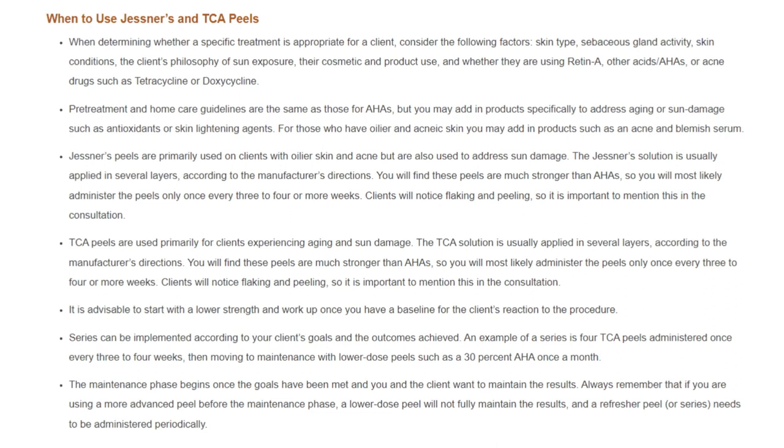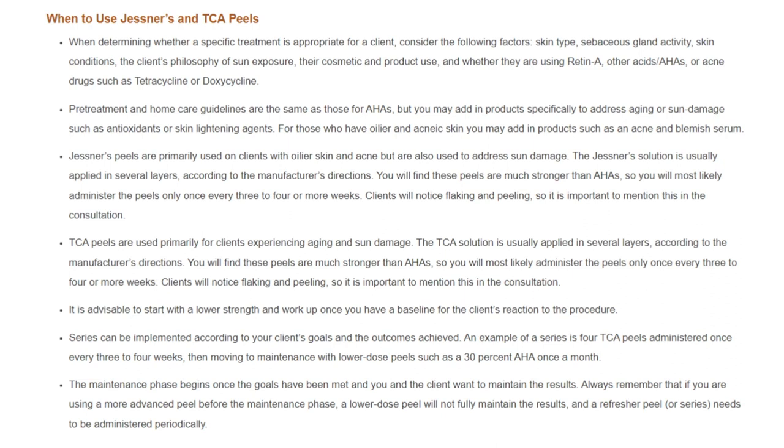It is advisable to start with a lower strength and work up once you have a baseline for the client's reaction to the procedure. Series can be implemented according to your client's goals and the outcomes achieved. An example of a series is 4 TCA peels administered once every 3 to 4 weeks, then moving to maintenance with lower dose peels such as a 30% AHA once a month.